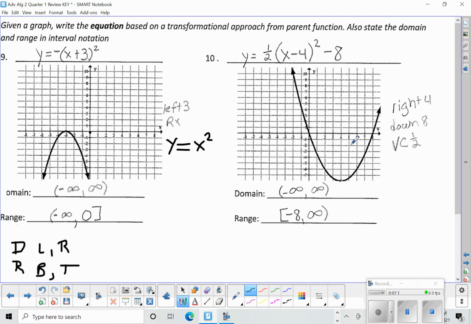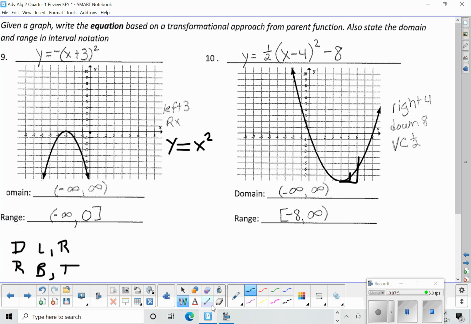Number 10 is also a quadratic. It has moved from 0, 0 to the right 4, down 8. So right 4, down 8. Now to check if it's been stretched or compressed, I go right 1, up 1. Ooh, if I go up 1, I miss the graph. Well, what if I go right 2, up 2? Oh, I'm on the graph. Remember, normally I should go right 2, up 4.